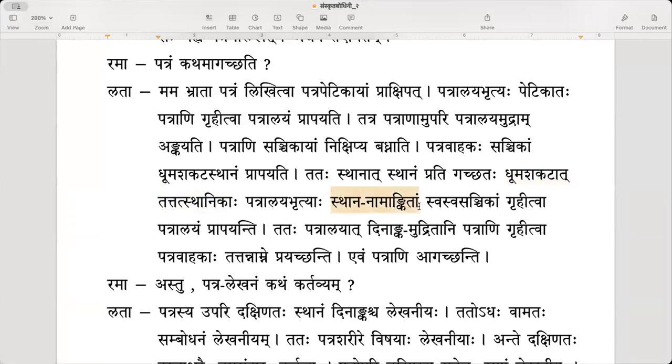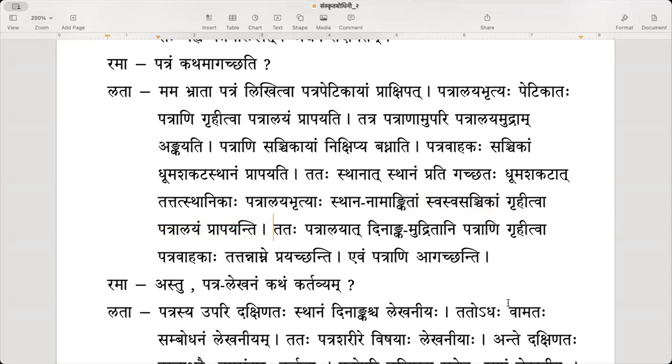Sthana nama ankitam swa swa sanchikam grihitva. After taking their respective bags or parcels, which have their particular station's name marked and stamped on them, they make it go to the patralayam, patralayam prapayanti.